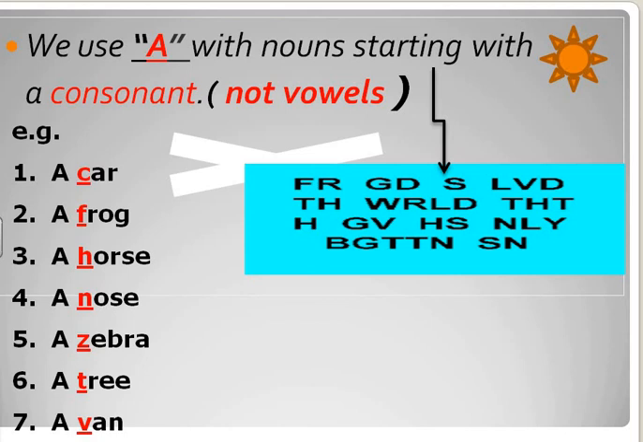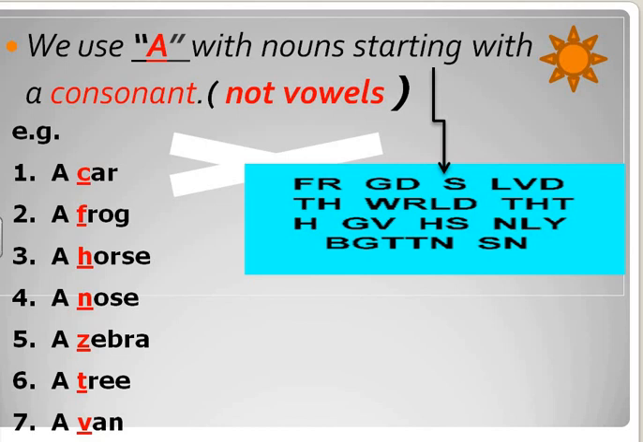Number five, zebra. The word zebra starts with the consonant Z. So I will say a zebra, a zebra. Repeat, a zebra. Very good. Number six, tree. The word tree starts with the consonant T. So I will say a tree, a tree. Repeat, a tree.